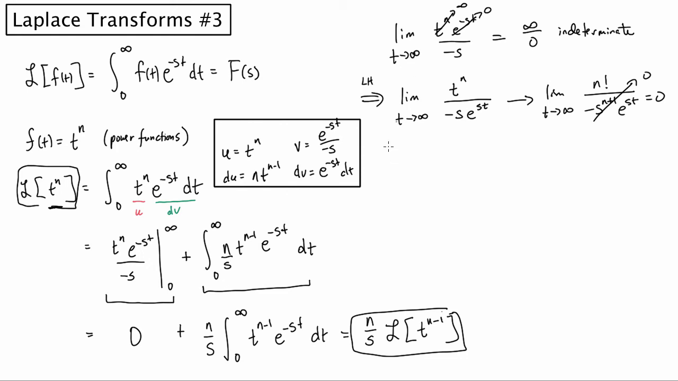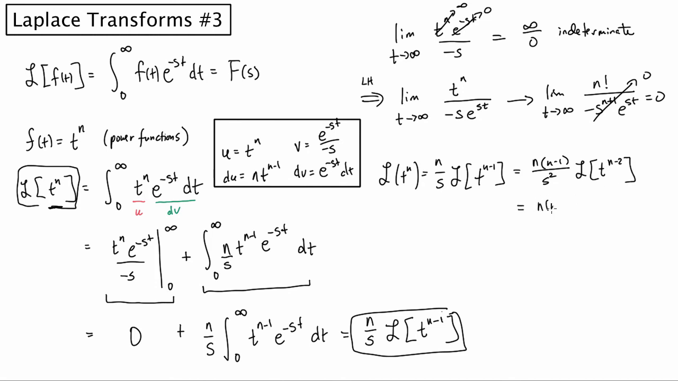And if I do this multiple times, then the Laplace transform of t to the n is n over s, Laplace transform of t to the n minus 1. Do it again, I would get an n minus 1, because it would now be a power n minus 1 coming out. I would get another copy of s, so it would be s squared, and it would be the Laplace transform of t to the n minus 2.